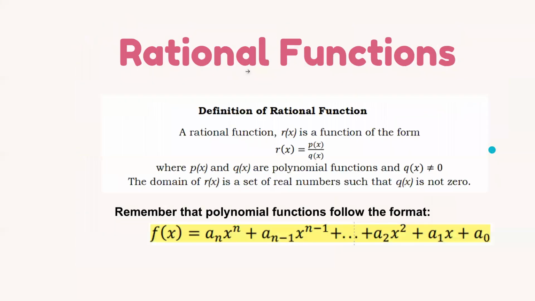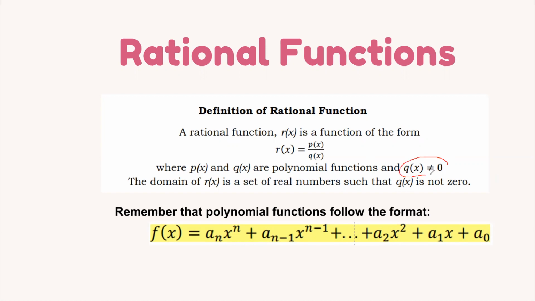Okay, next. So what are rational functions anyway? We tackled polynomial functions first. Why? Because the definition of a rational function is that it's the quotient of two polynomial functions. So what is a quotient, right? You divide. A rational function R of x is a function of the form P of x over Q of x, where P of x and Q of x are polynomial functions and Q of x is not equal to 0. So this is very important, the Q of x or the denominator should not be equal to 0.